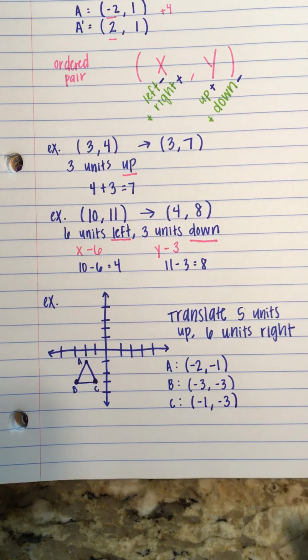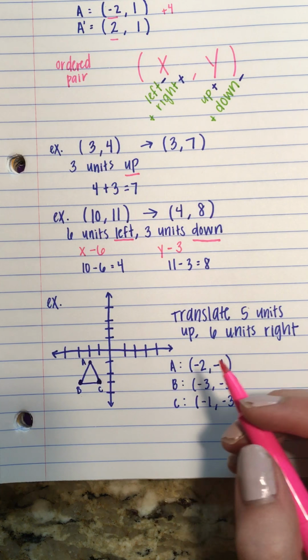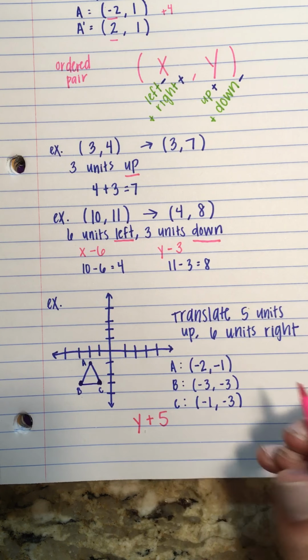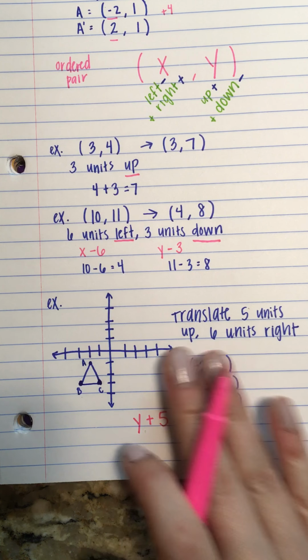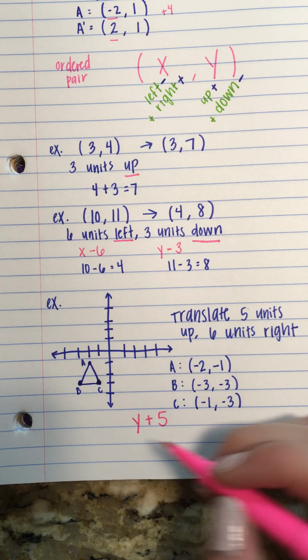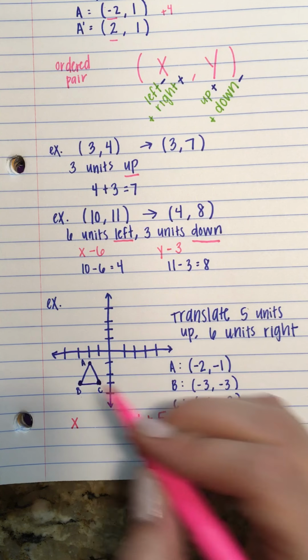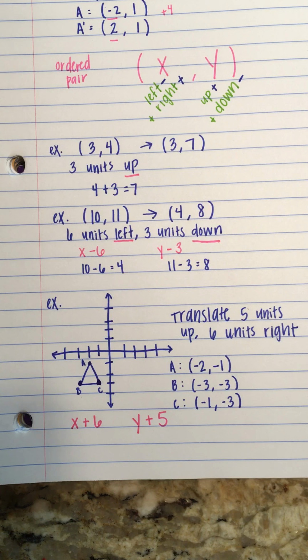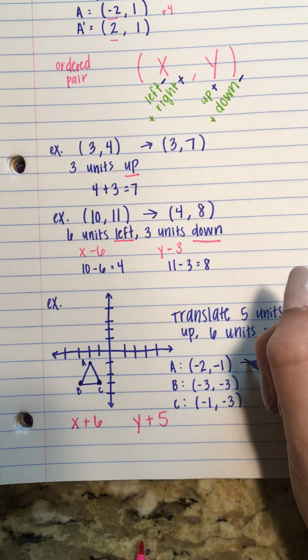Okay? Keep in mind, when it says 5 units up, that means whatever my y's are, we're adding 5 because we're moving up. And when it says 6 units right, whatever my x is, I'm adding 6 because when we go to the right, we add. Think about a number line, okay? So now let's get our new ordered pairs here.